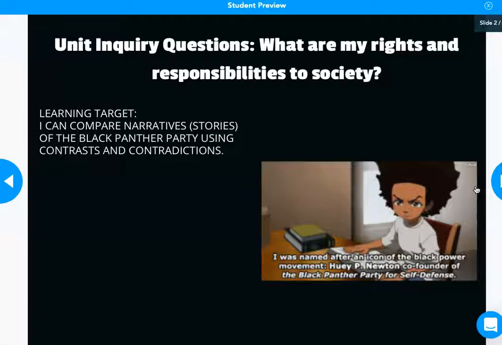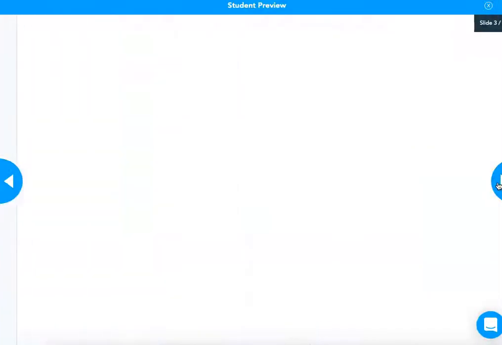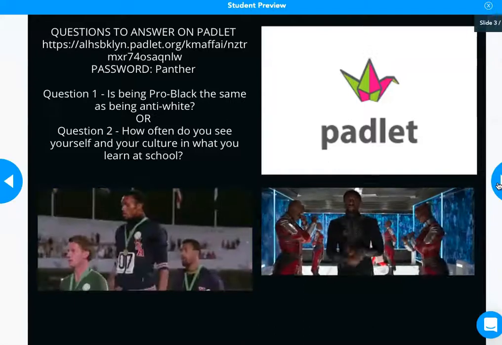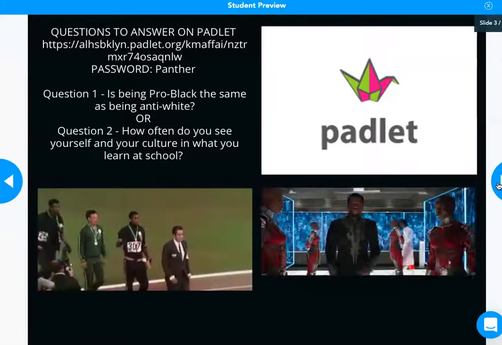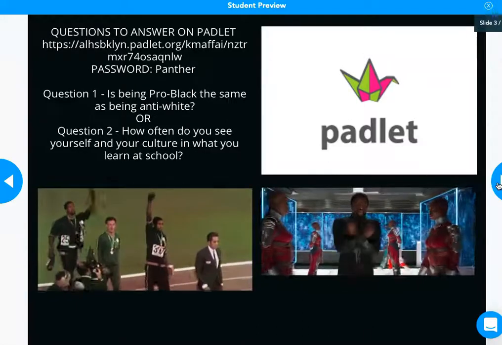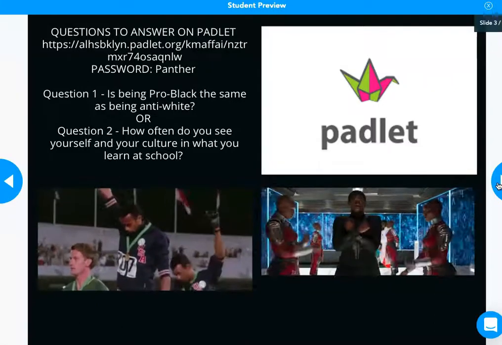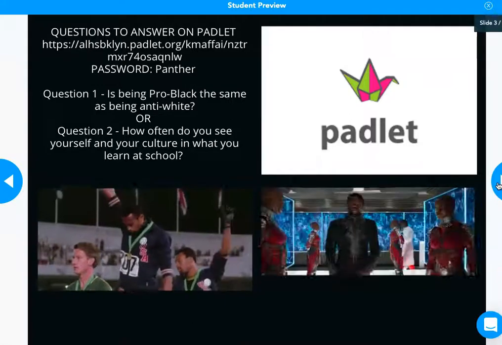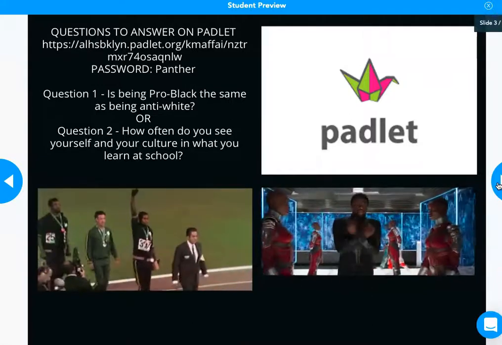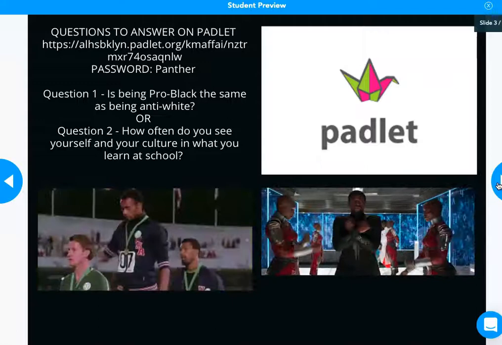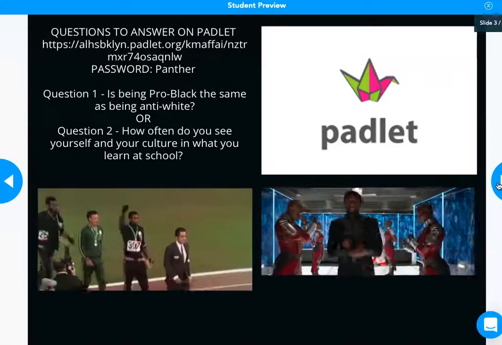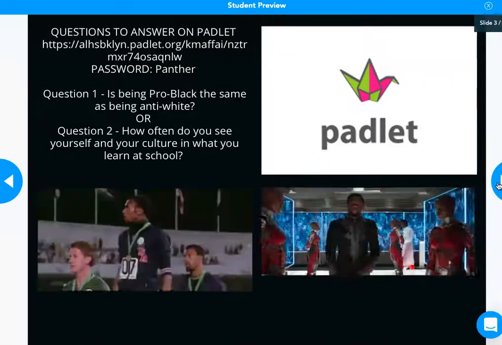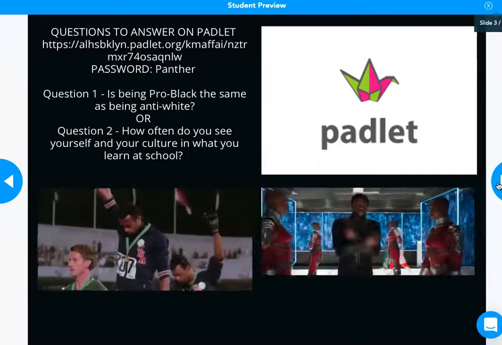This Nearpod is going to compare the narratives, or the stories, of the Black Panther Party using contrast and contradiction. Okay, the first thing I'm going to ask you to do is go to Padlet as a do now, and I put the link there. Copy and paste that into your browser. The password for this assignment is Panther, and you're going to either answer question 1, which asks, is being pro-black the same as anti-white? Or you're going to answer question 2, how often do you see yourself and your culture in what you learn in school?